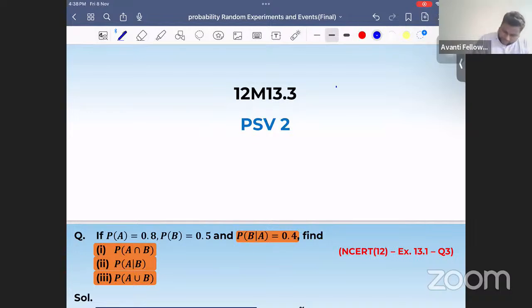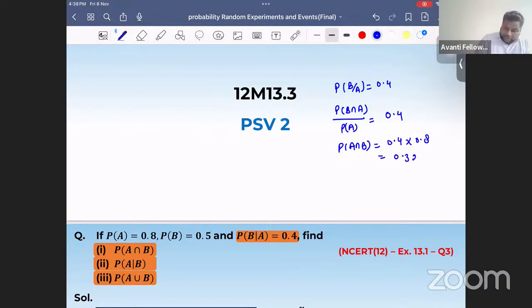See, P(B upon A) is given to you as 0.4. This is P(B intersection A) upon P(A) is 0.4. Now P(A) is 0.8. So P(A intersection B) will come as 0.4 into 0.8. So this is 0.32, correct? Now, the first part answer is 0.32. Very good.